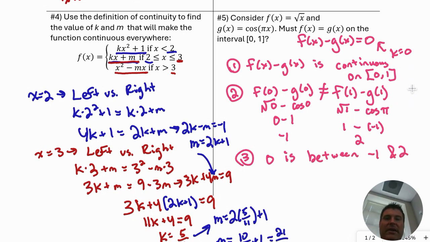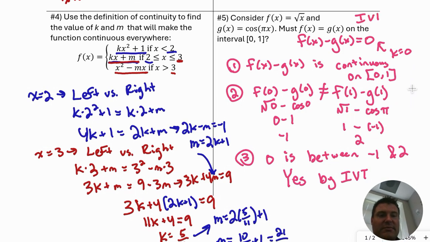So even though we can't solve for this value, we don't have that knowledge, calculators can totally do it. We cannot. But it is true that square root of x does equal cosine of pi x somewhere between 0 and 1. So must there be a value where that happens? Yes, by IVT. You don't need to state IVT, but I will just so you can see why this is working. Again, this was an IVT problem.